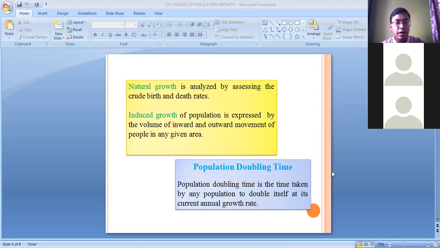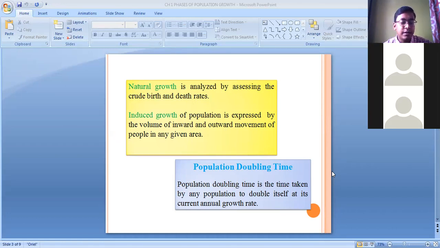And one more term which we need to know here is the population doubling time. What do we mean by the term population doubling time actually? The population of a country is increasing at a certain growth rate. So the time taken by a certain population to double itself at a certain annual growth rate is known as the population doubling time.